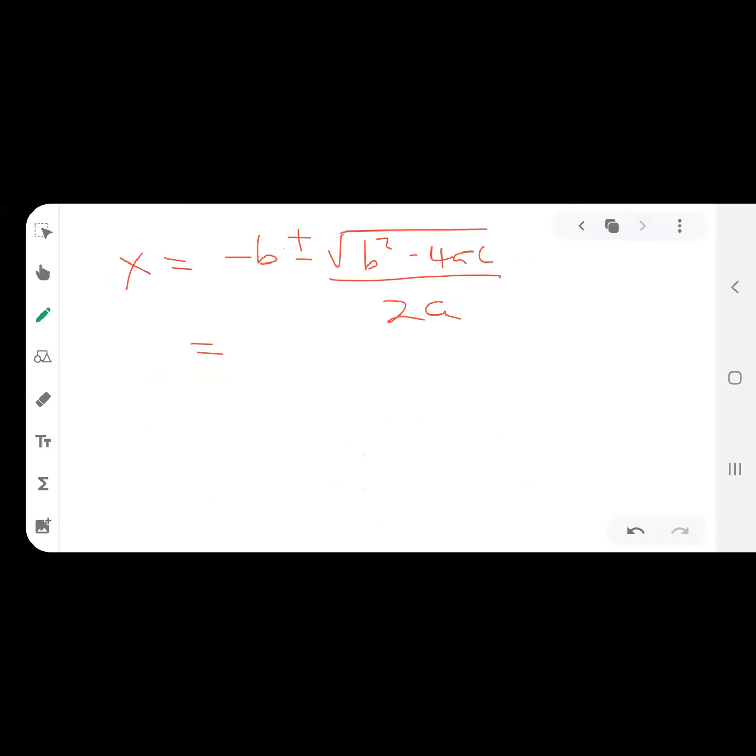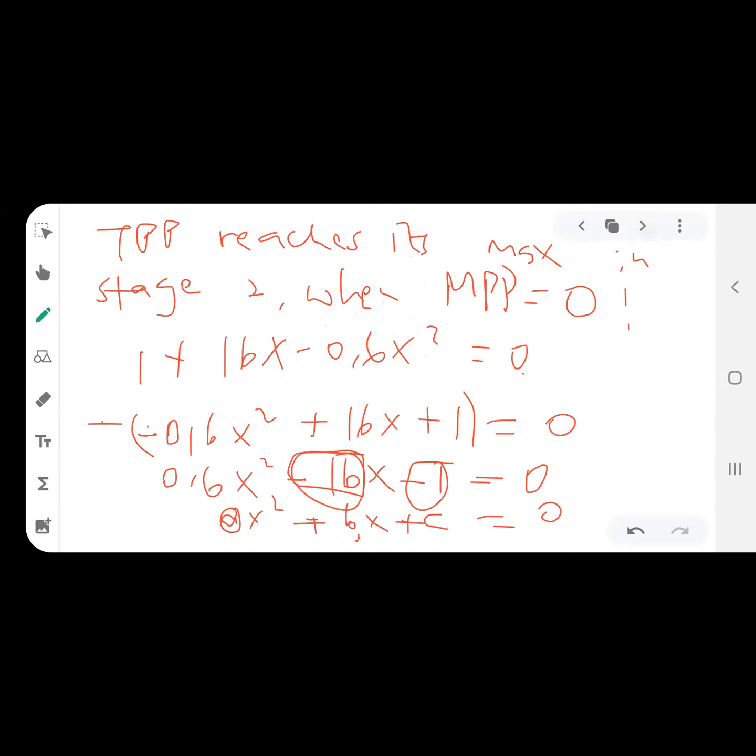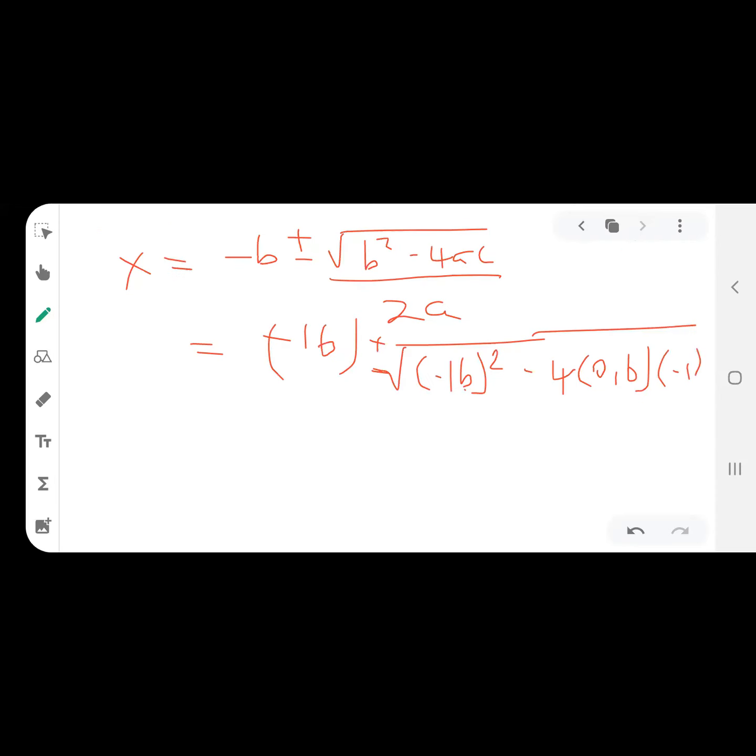So you said b is what? B is -16. So -16, you put it in brackets. The square root of -16, I mean to say, you square it in brackets. If you don't put it in brackets here, you will have serious problems. Plus or minus here, don't forget. Minus 4, the value of a, we got 0.6, right? 0.6 times the value of c is -1. And then you divide by 2 multiplied by 0.6.